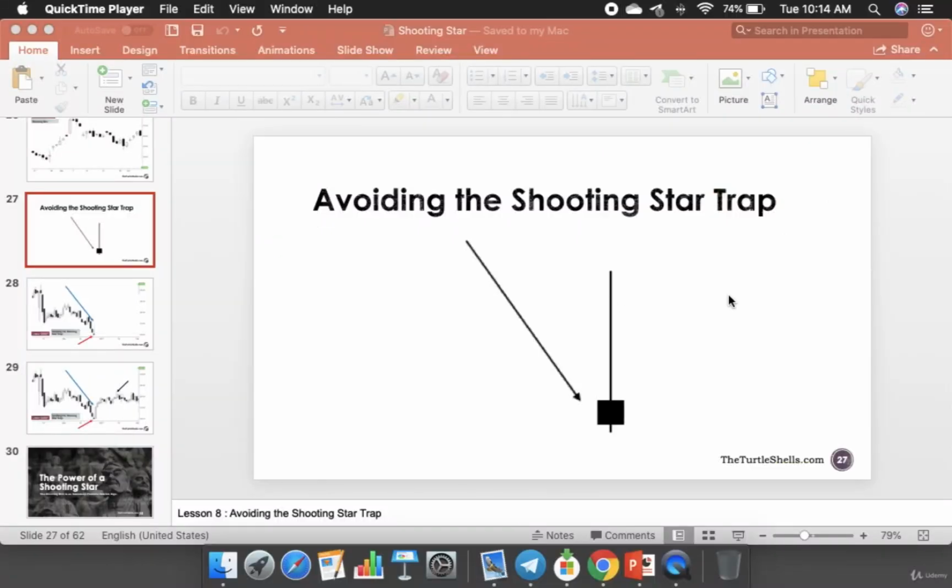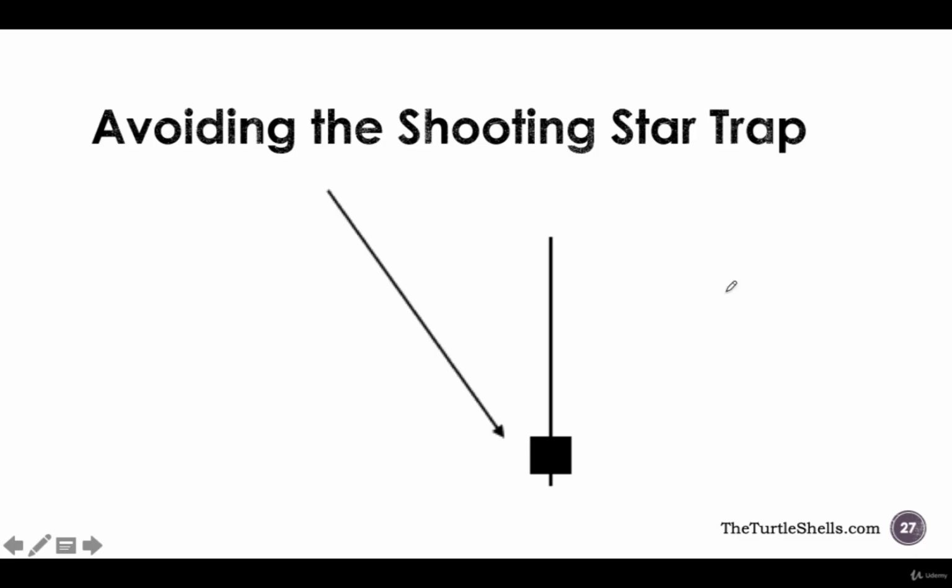Now we will look at something called a shooting star trap. Remember the definitions of a shooting star. The upper shadow must be at least twice the height of the real body. There should be as small a lower shadow as possible. The real body should be as small as possible. The upper shadow must be as tall as possible. And it must come after an uptrend.